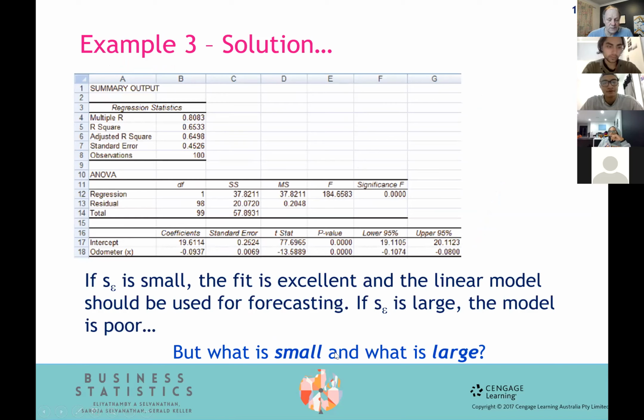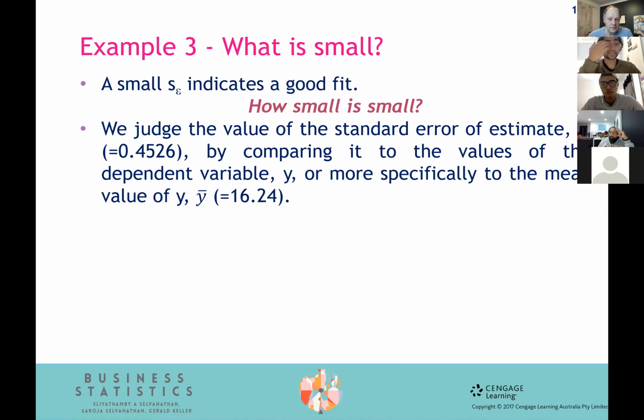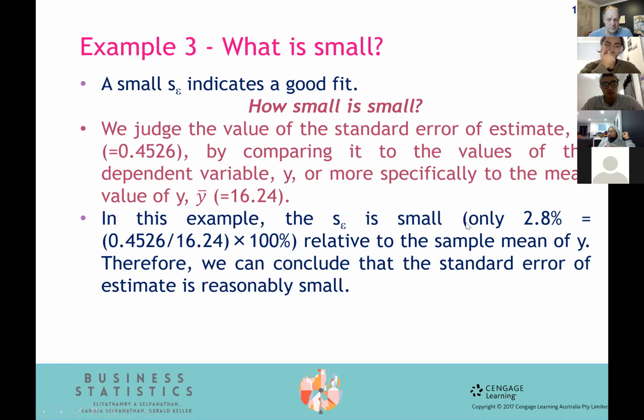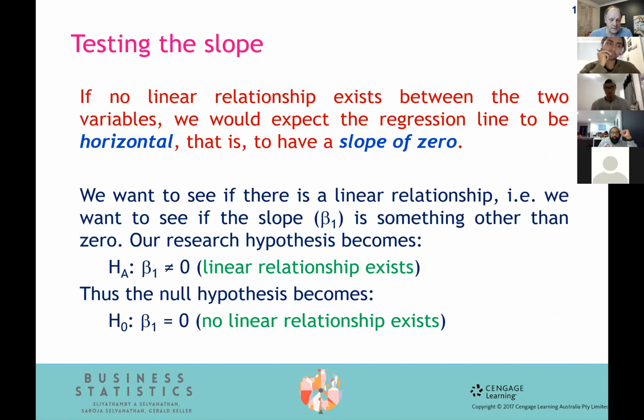So the question is, what is a small s and what is a large s? And I've actually already told you. A small one indicates a good fit. How small is small? We judge the value of the estimated error by comparing it to the values of the dependent variable, y, or more specifically to the mean. And in this example, the s is small, only 2.8% relative to that. And s cannot be used alone as an absolute measure of the model's utility, but can be used to compare models. So if you have more than one model, you can compare them using the standard deviation of the error.